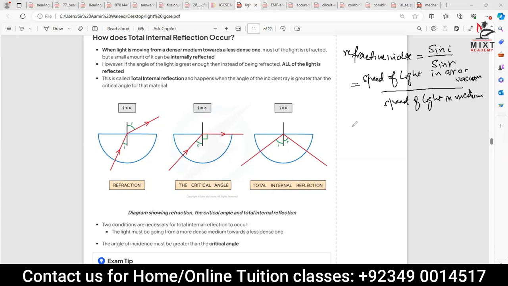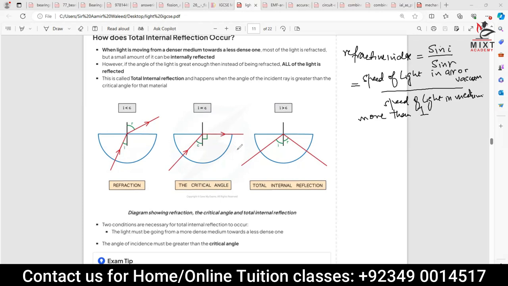Now you tell me, guys, what do you think? How do you reckon the value of the refractive index will be, greater than one or smaller than one? What do you estimate about this? The speed of light in vacuum is more, and the speed of light in any medium will be less. So what do you expect? Will the refractive index be more than one or less than one? It's actually more than one. Always remember, refractive index will always come more than one.